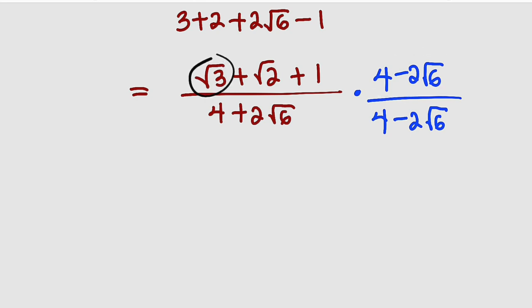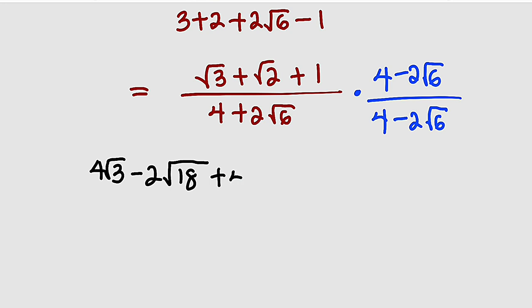So we start with this one. Root 3 times 4 will give us 4 root 3, right? Then root 3 again times negative 2 root 6. That will give us negative 2 root 18, right? Because 3 times 6 is 18. Then we take the second term, which is root 2. Root 2 times 4 will give us 4 root 2. Root 2 times negative 2 root 6 will give us negative 2 root 12. Then the last one, 1 times 4 is 4. 1 times negative 2 root 6 is negative 2 root 6.